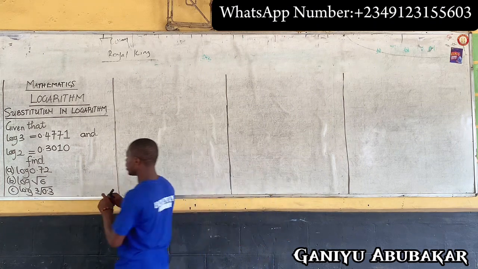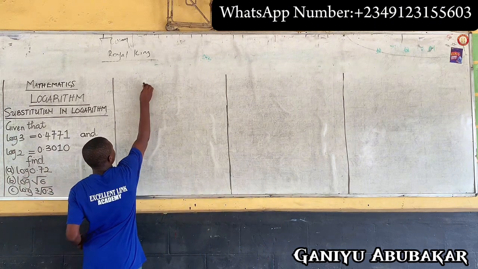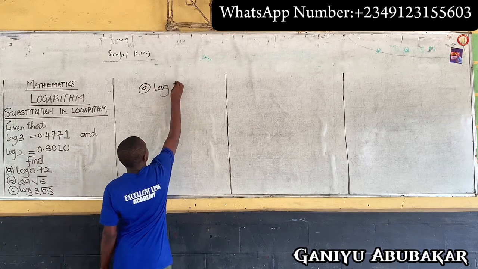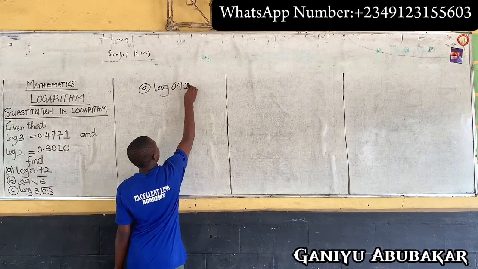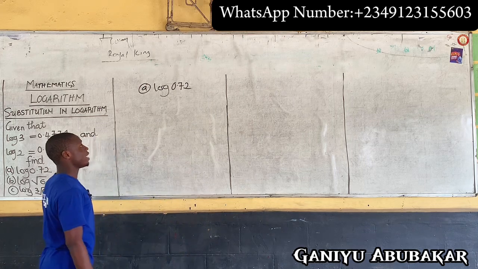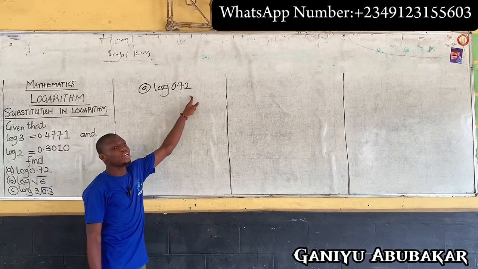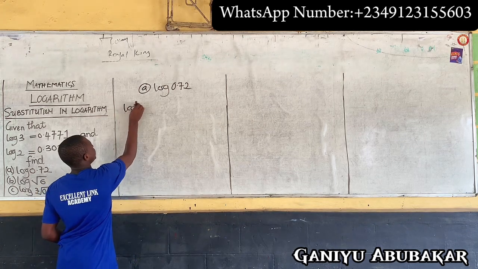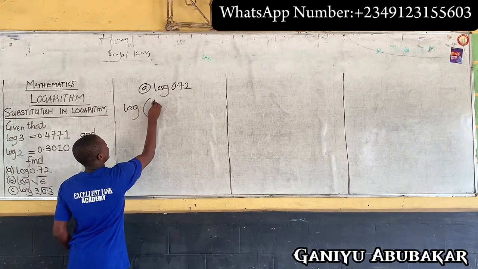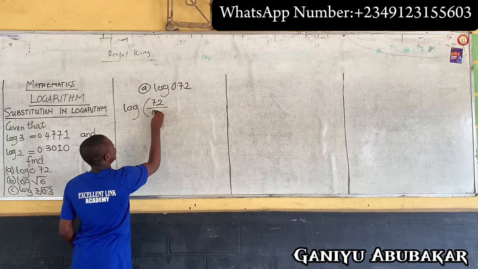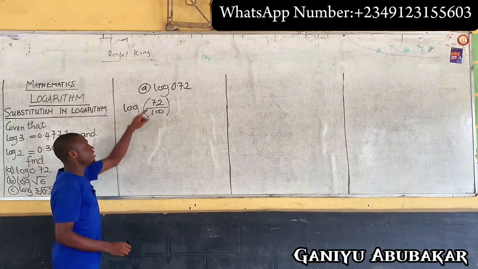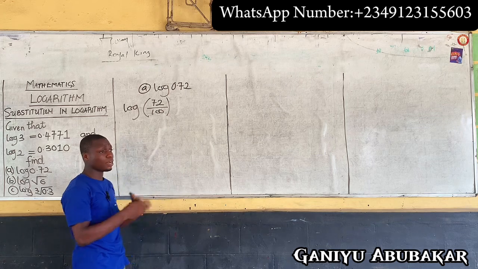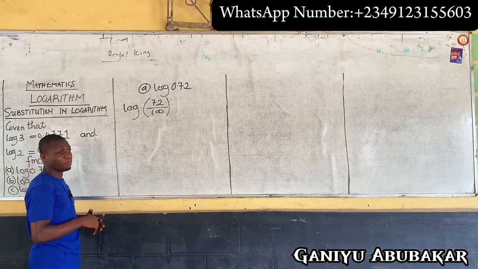So let's do number one there. Evaluate number one. I have log 0.72, right? This is a decimal, so I'll try to express it in terms of a fraction. So it becomes log of 72 over 100. If you divide this, you'll have 0.72, right? So take it back to fraction, I'll have this value.